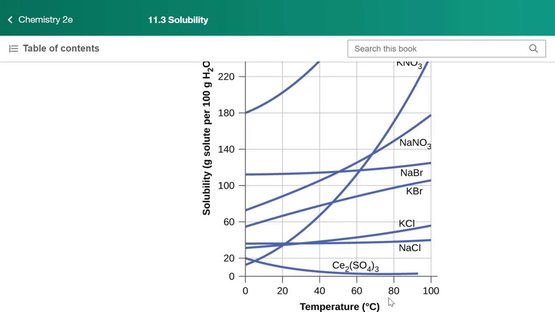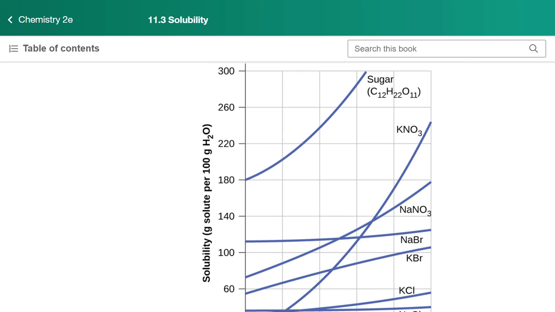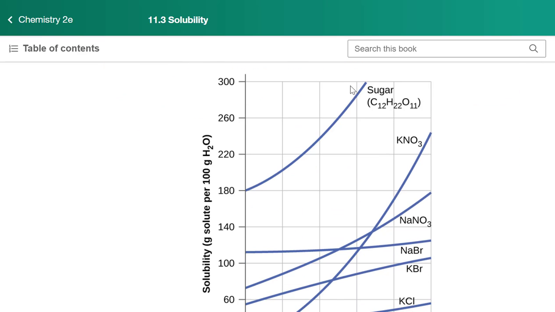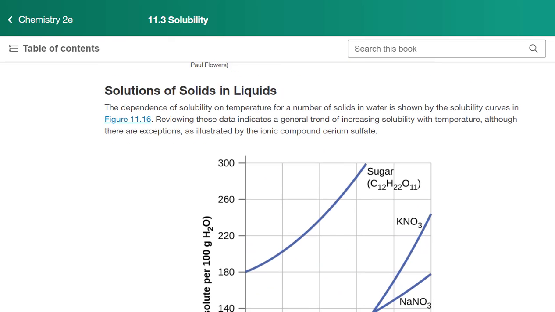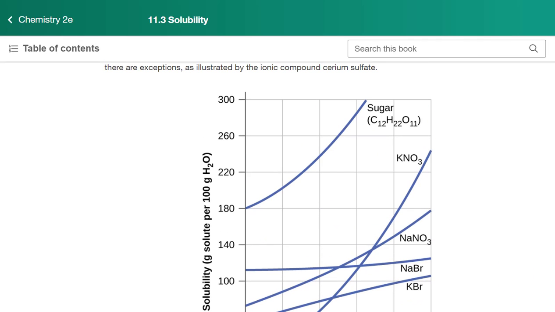There are some exceptions, and we also see that for some of them it's a much more pronounced trend. For potassium nitrate, for example, compared to sodium chloride: sodium chloride doesn't change that much, potassium nitrate does. Sugar, you can also see, has a pretty pronounced trend, and for anyone who has done any cooking with sugars, you probably know that as well. This is the opposite of the trend that we see with gases dissolved in a liquid solution.